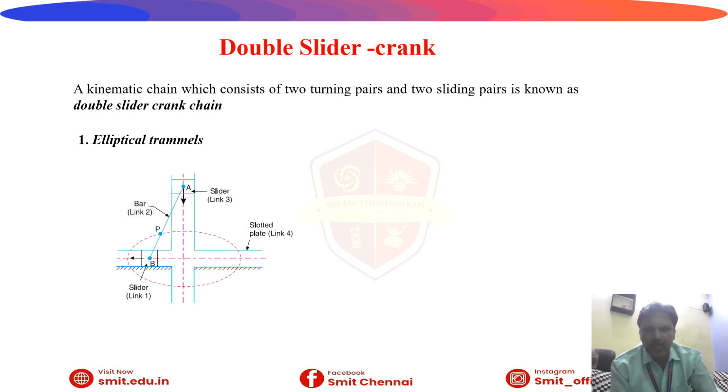Elliptical trammel: the elliptical trammel mechanism can be utilized for drawing an ellipse, because we can see one slider moving in the vertical direction and another slider moving in the horizontal direction. Whenever it is moving up and down, we get the major axis of the ellipse. When it is moving from here to here, we can see the horizontal motion, which gives the minor axis. The minor and major axes together give the ellipse.